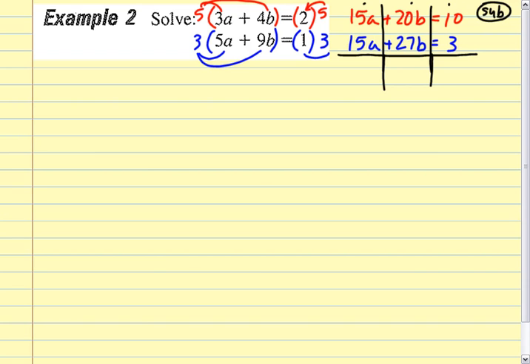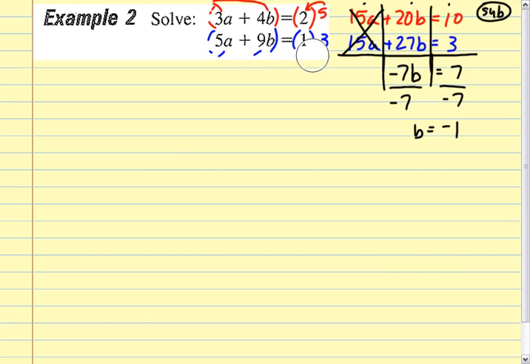All right, so 15a minus 15a, those just cancel. I don't even write anything down. 20 minus positive 27 is negative 7b. And then 10 minus 3 is 7. Divide by negative 7, b is equal to negative 1. Gosh, that's easy. Man, that is easy. That's b. Pick an equation to plug it back into to find out what a is.